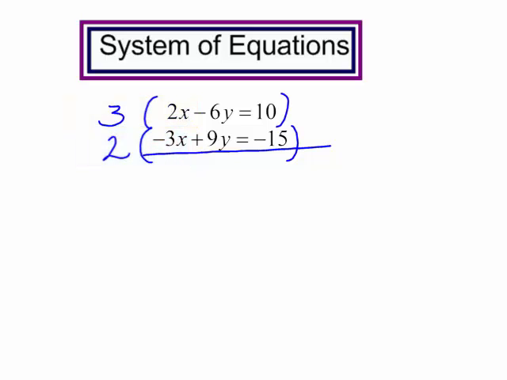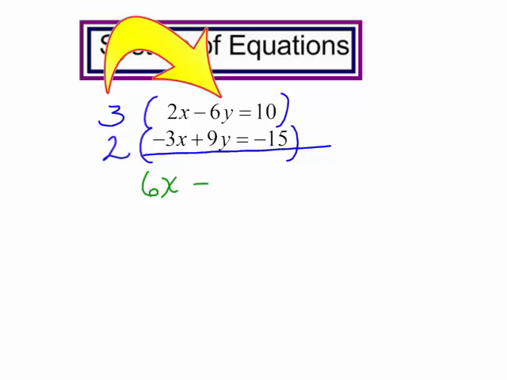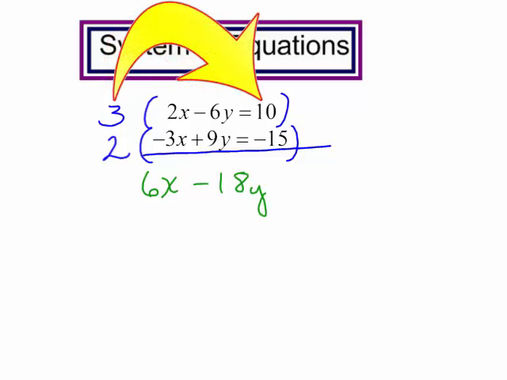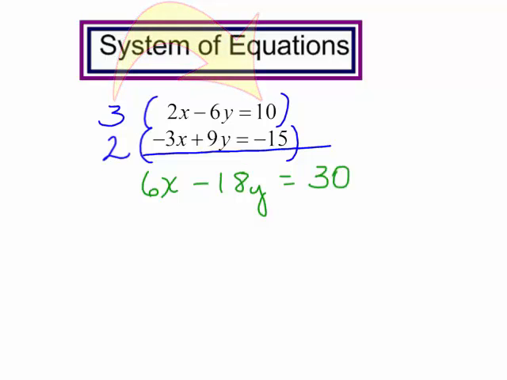Let's go. The first equation, multiplying everything times 3. 3 times 2x is 6x. 3 times negative 6y, negative 18y. And 3 times 10 is 30. The second equation, I'm going to multiply by 2. 2 times negative 3x is a negative 6x. 2 times 9y is 18y. And 2 times negative 15 is negative 30.